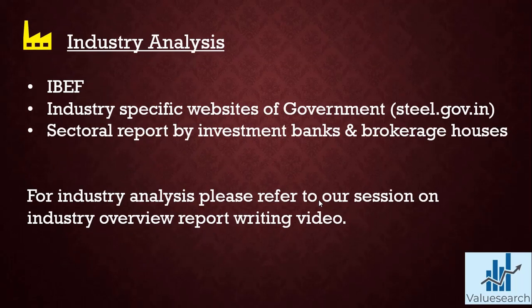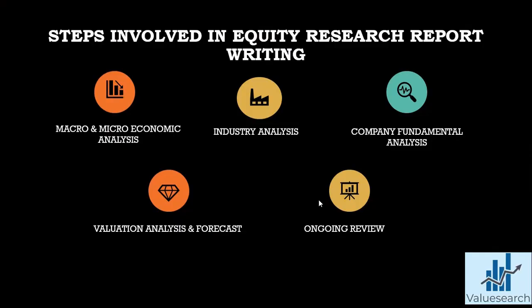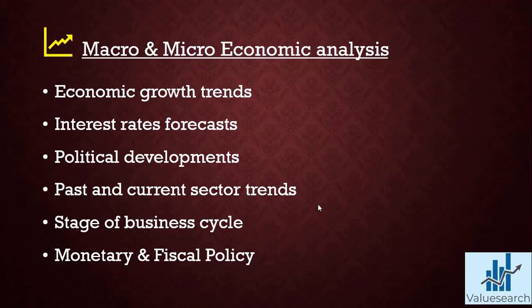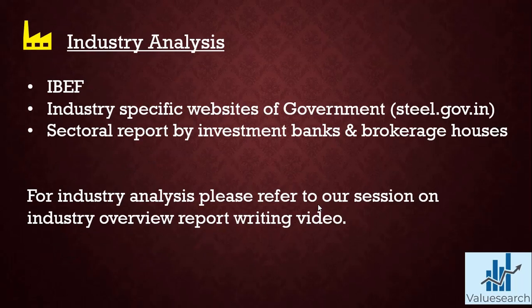Now, industry analysis. As we earlier discussed, we must do this 5-point analysis. That is macro and microeconomic analysis. Second is industry analysis. Third is company fundamental analysis. Fourth is valuation analysis and forecast. And fifth is ongoing review. So we have already looked at how you should be doing macro and microeconomic analysis. So now let us move on to the industry analysis.